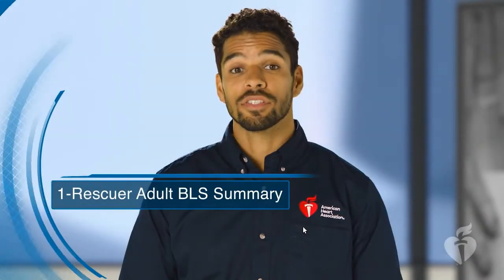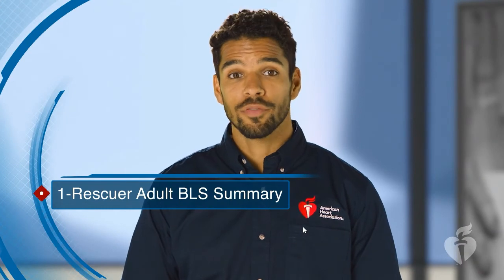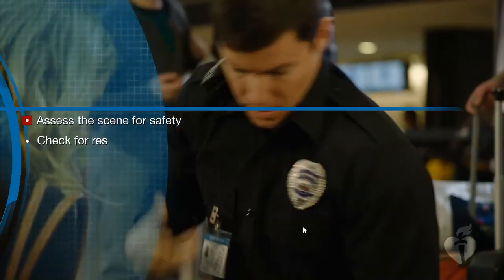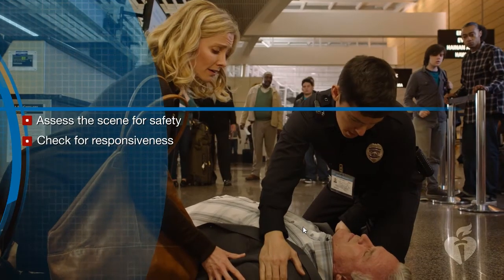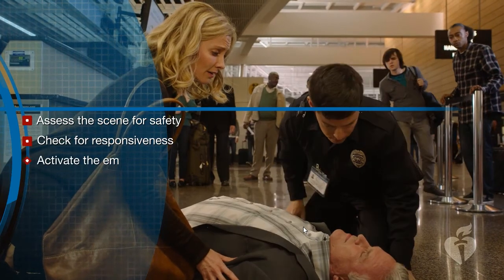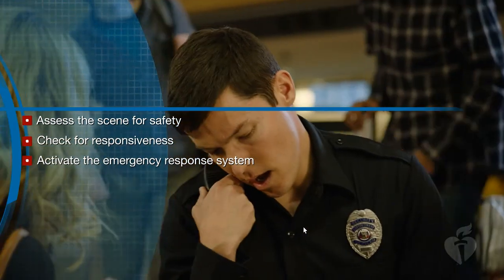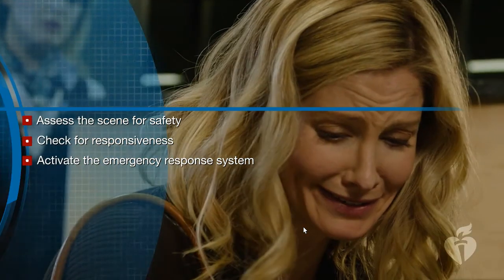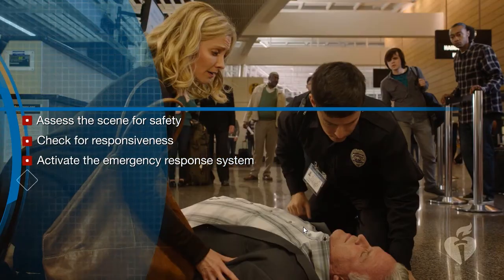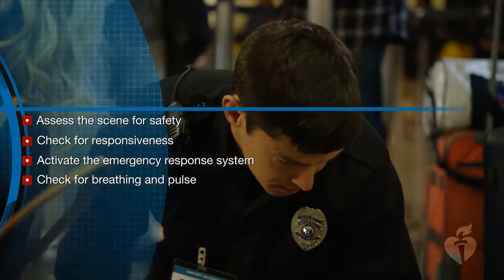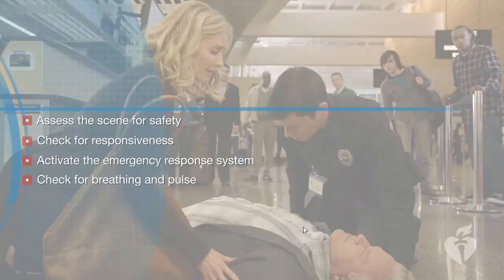Now, let's go back and review a rescue, focusing on the steps of BLS as they happen. There are several steps of BLS that you'll need to perform when you suspect that a person is in cardiac arrest. First, scan the scene to assess safety. Then, check to see if the person is responsive by tapping and shouting. If they do not respond, activate the emergency response system and get an AED, or send someone to activate the emergency response system. Next, check for breathing by watching the chest for rise and fall.